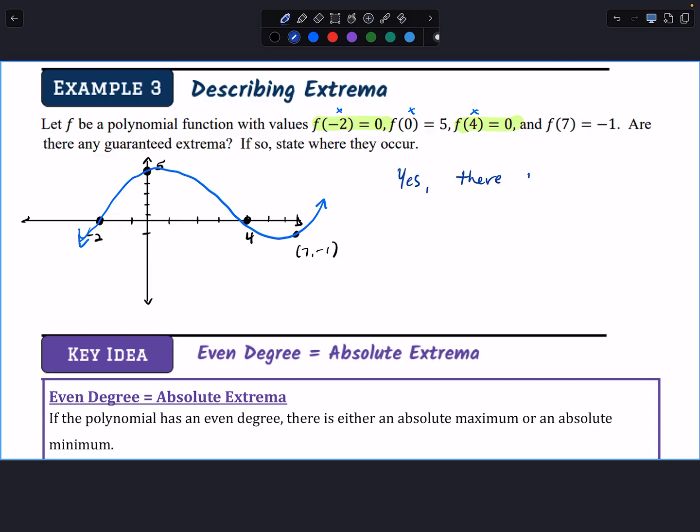there is at least one extremum in the interval. The zeros occur at -2 and at 4. We don't know necessarily where that is. I drew it right here, but you guys agree I also could have just kept going up and then came back down. So we don't know exactly where that extreme is going to occur. So I know it's between, though, when x is between -2 and 4.